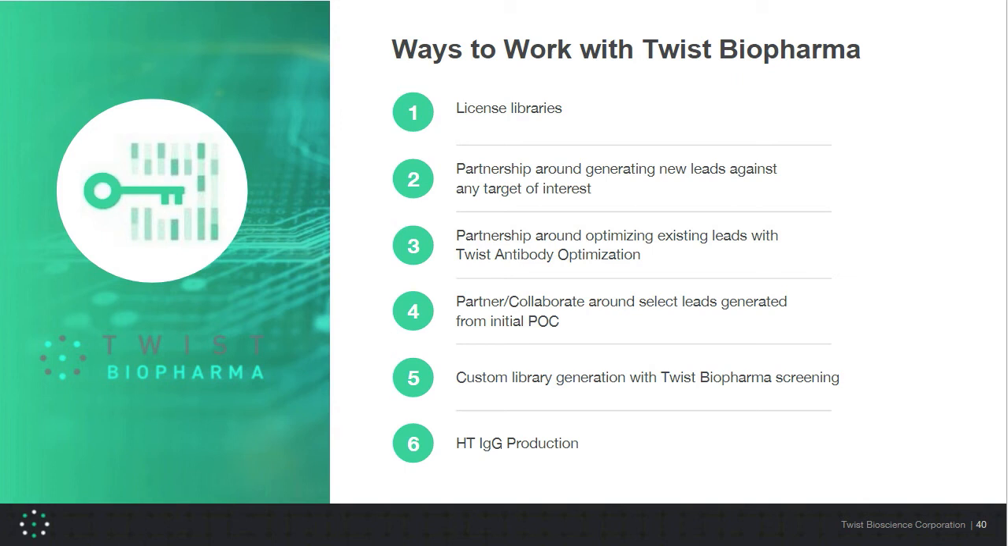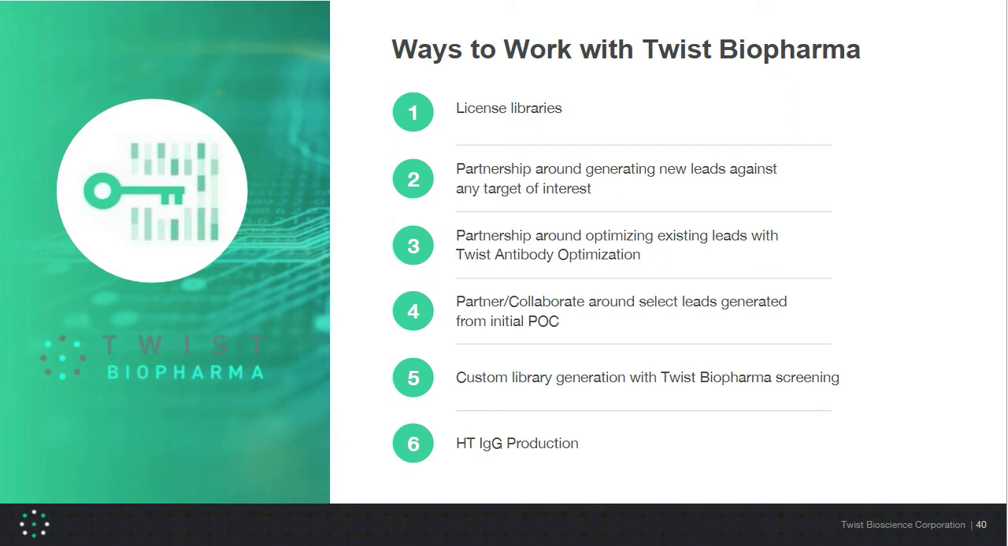Another way is that a lot of people come to Twist to build their own custom libraries, separate from the work that we do in Twist Biopharma. But oftentimes, if they're smaller companies, they don't have the ability to screen them, maybe they don't have the expertise in phage display like we do. We can actually partner with them. They can put their order into the custom library team separately from us, and then we can take that library from the library team and actually screen it for them, often in phage display. So this allows smaller virtual companies to access the great expertise and lab facilities at Twist.